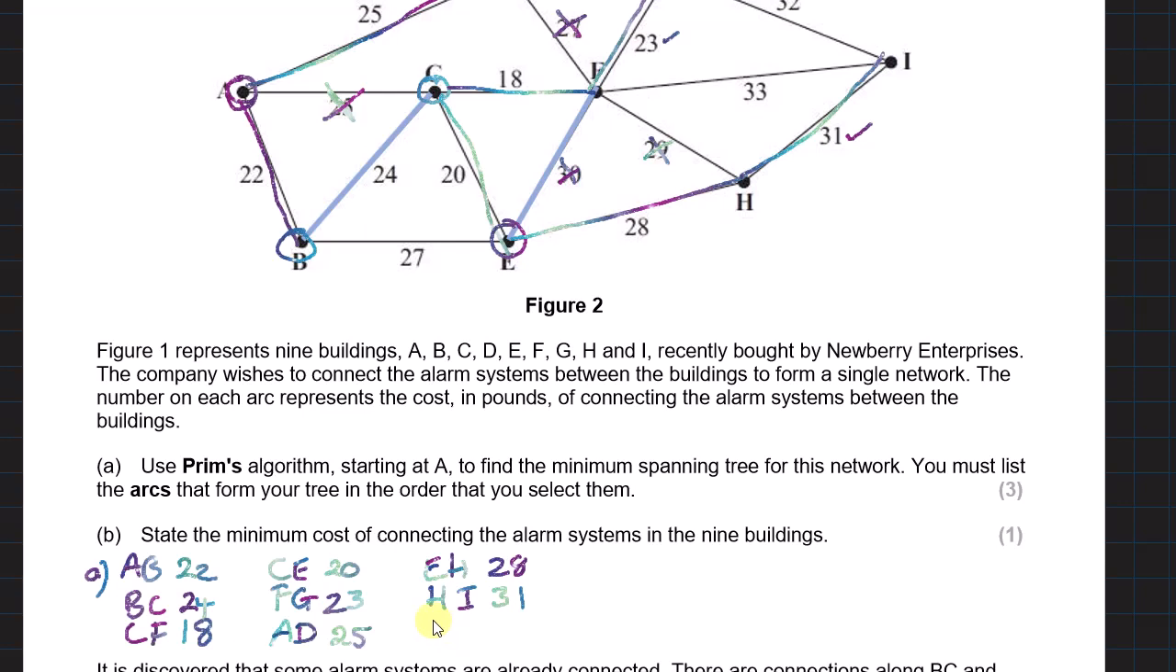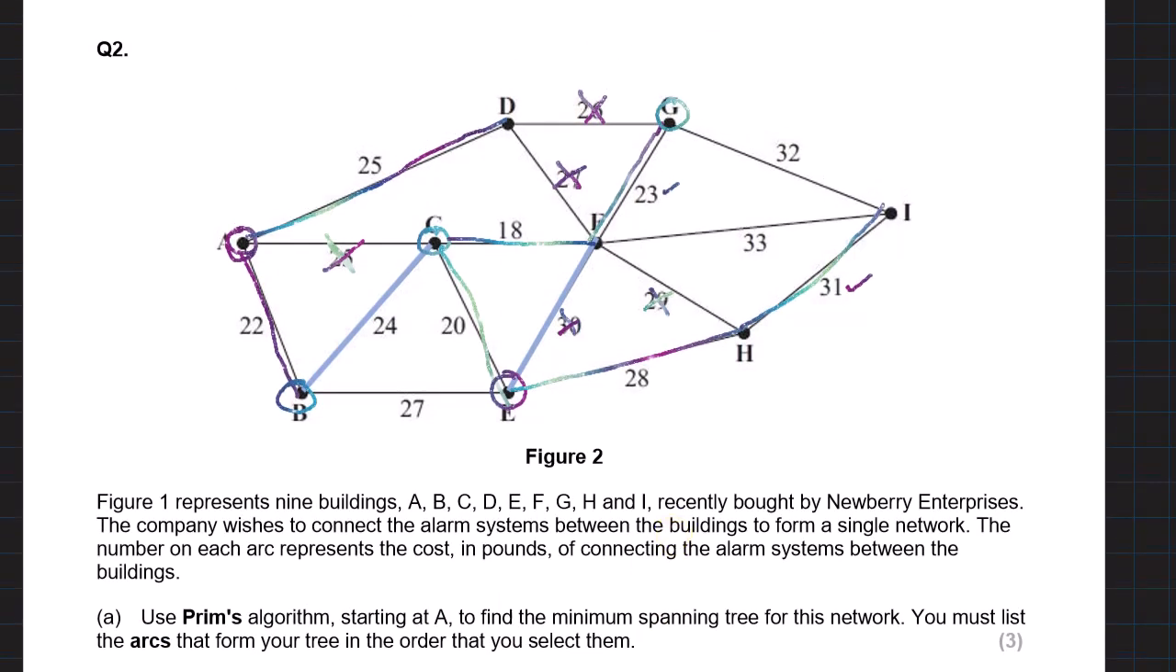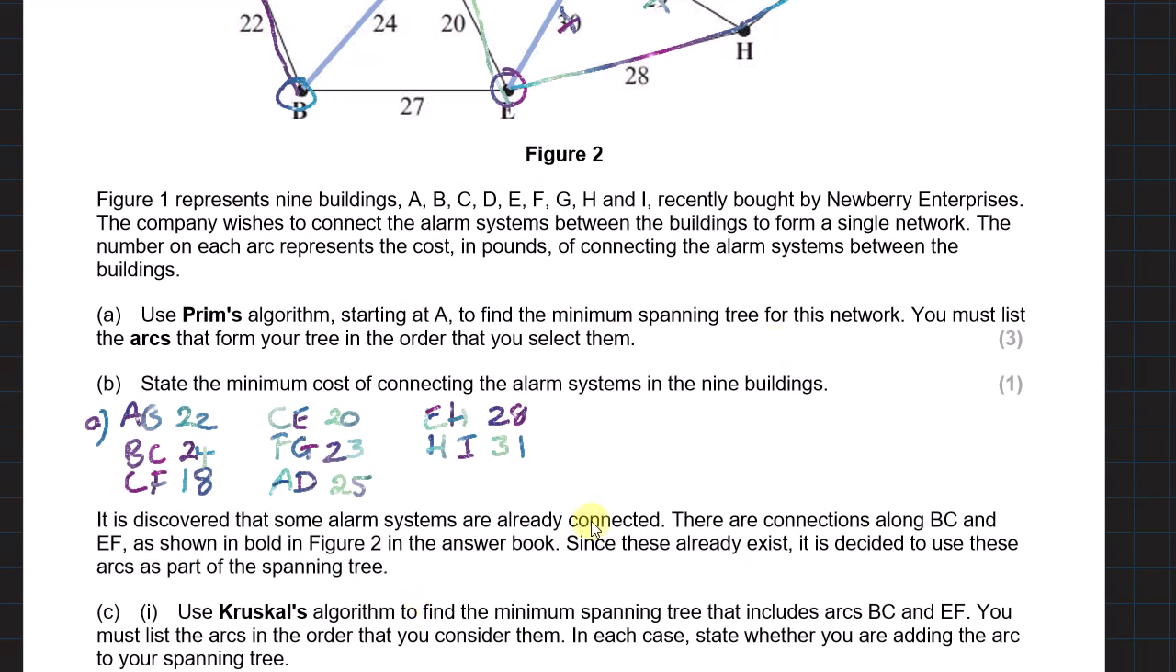If I actually check the number of nodes, I've got eight arcs, and there are 2, 4, 6, 8, 9. So yeah, we have exhausted the spanning tree. This must be a spanning tree. Arcs minus 1 plus 1 equals nodes or vertices. Edges plus 1 equals the number of vertices. I can stop. Calculate the cost of connecting these alarm systems.